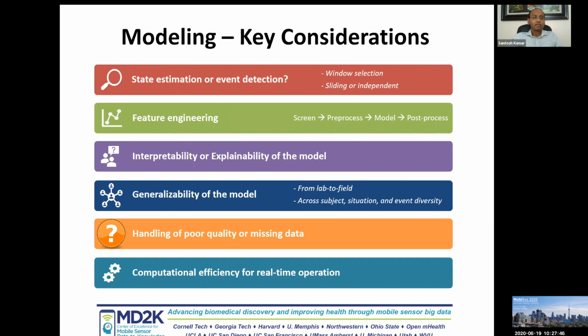How do you handle the poor quality or missing data? Because when you're collecting data from the natural environment, especially when these are physiological data that require bodily attachments, there are lots of issues with respect to the quality of the data. And finally, if we want our models to work in real time, in real life for people, then the models should be computationally feasible as well.